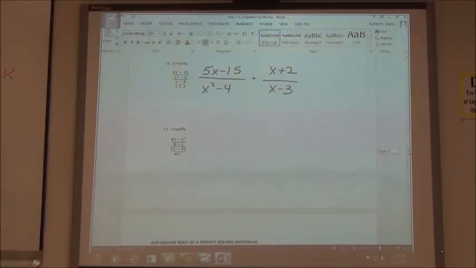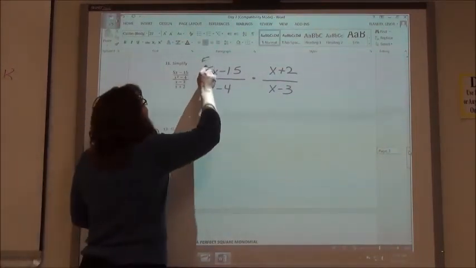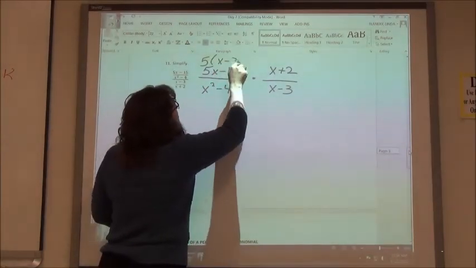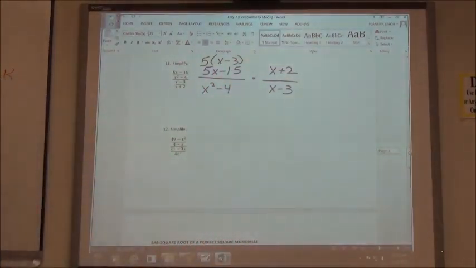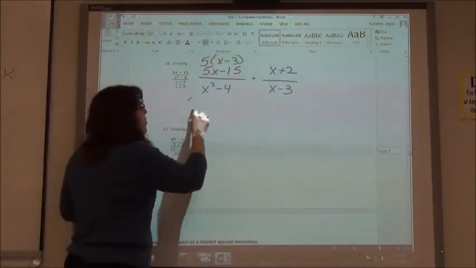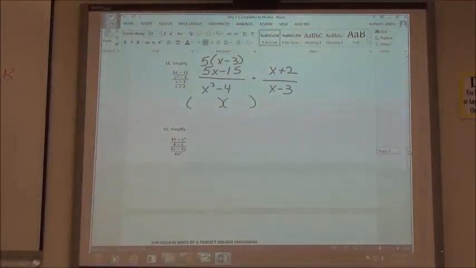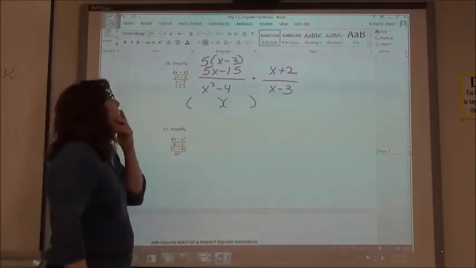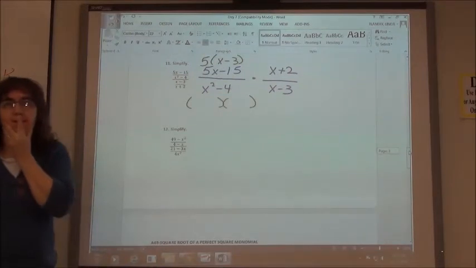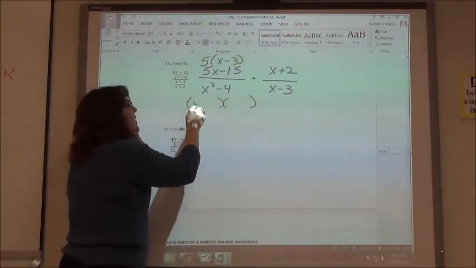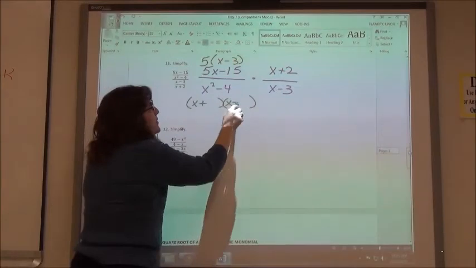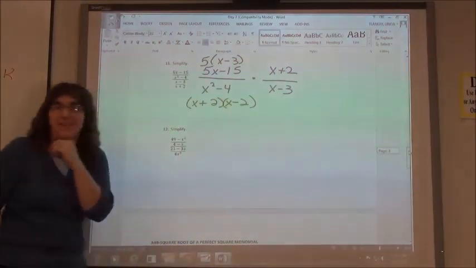So on the top of that first fraction, I can divide those both by 5. You always want to get the answer first. The 5, and then I'm going to have x minus 3, right? The bottom has the squared. I know I'm going to have my 2 sets of parentheses. How's that one going to factor? X and x, a plus and a minus, and then our 2 and our 2.